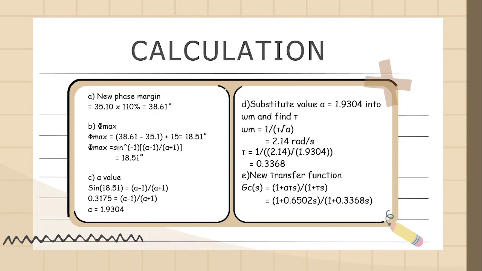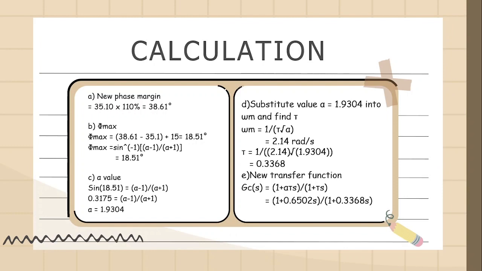So we need to find the new phase margin. Why do we need to find the new phase margin? Because from the question, it wants a 10% increase from the original value. So what we need to do is multiply the original phase margin by 110%, because there is a 10% addition for the new phase margin. So we will get 38.61 degrees.